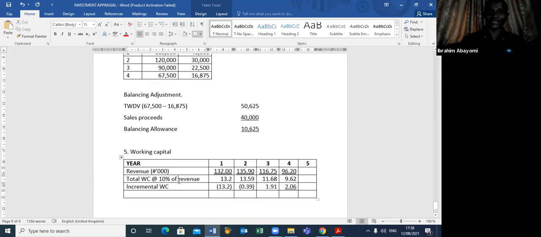Now, let's calculate the total negative we have here. 13.2 plus 0.39, we have 13.59. What about the positive? 1.91 plus 2.06, which is 3.97. So it means we still have balance to recover, Abi.